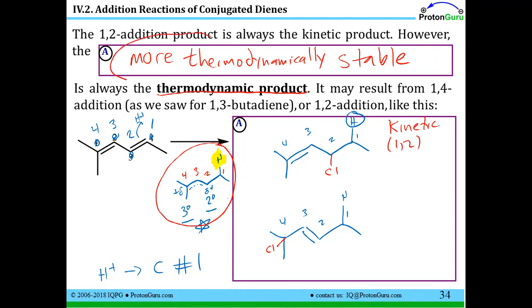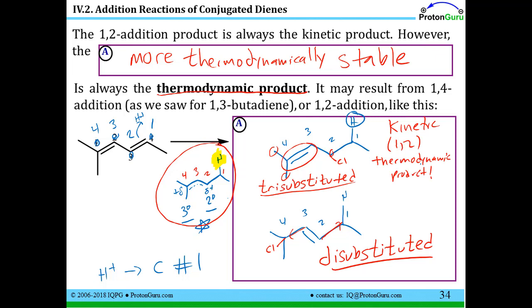Well, we say here that the more thermodynamically stable alkene is going to be the thermodynamic product. So let's take a look at the alkenes. This alkene is di-substituted. It's got 2 carbon substituents coming out of the double bond carbon. But this alkene has 1, 2, 3 coming out. That's a tri-substituted, more stable alkene. Since it is the more stable alkene, it is also the thermodynamic product. So the 1,4 addition product here is neither the kinetic product nor the thermodynamic product.